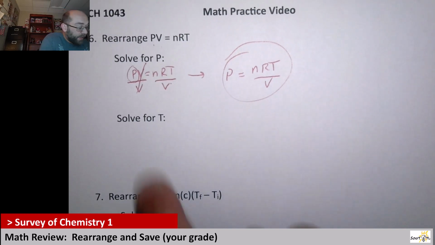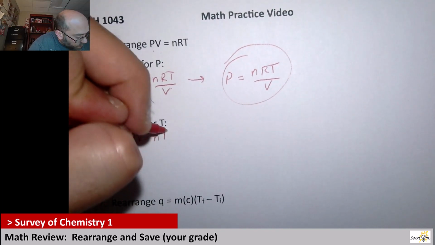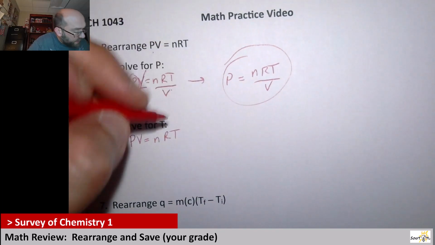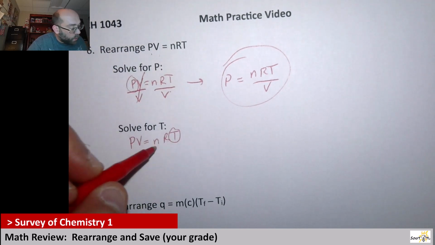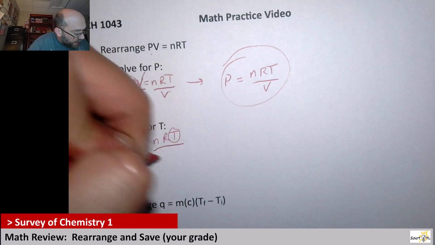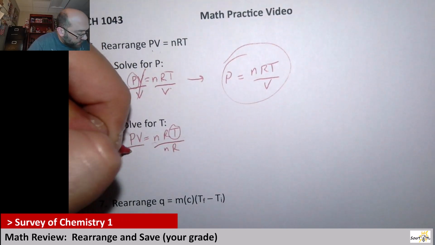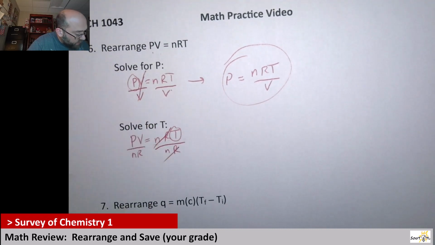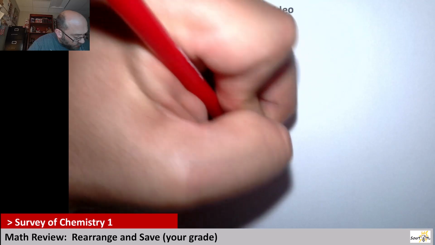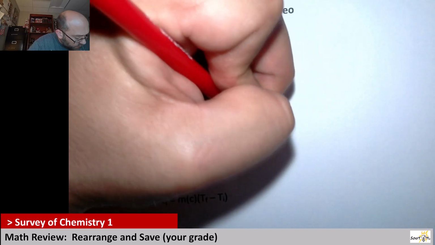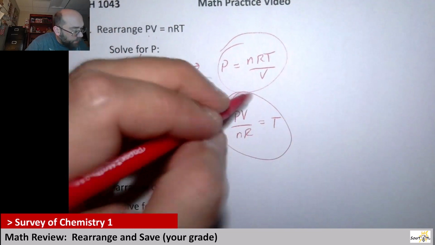We can do the same thing in solving for T. So we've got PV is equal to nRT. I need to get T by itself, which means I need to get rid of this n and this R. All of this is multiplication on this side. So I can say divide by nR on that side and then do it to the other side. So the nR's cancel here. And then what do I get? I get PV over nR is equal to T. So that would be us solving for T.